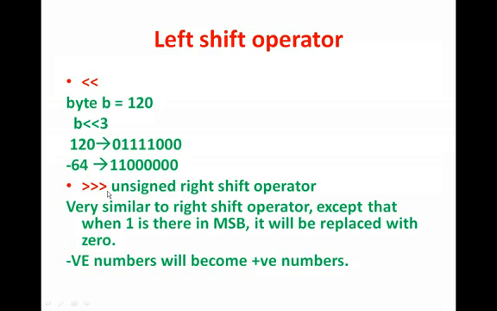Coming to the unsigned right shift operator, it is very similar to the right shift operator, except in one case: if there is 1 in the most significant bit, then 0 will be filled in every time. So even a negative number will fetch a positive number for the unsigned right shift operator.